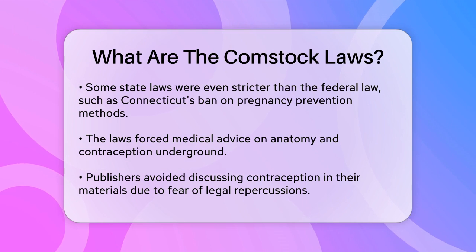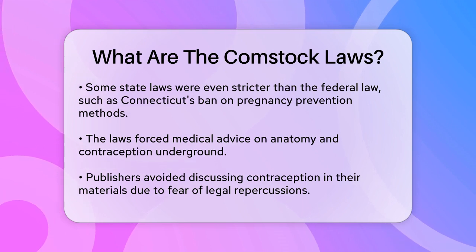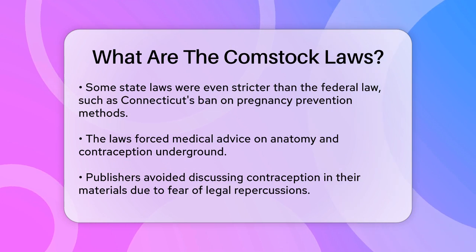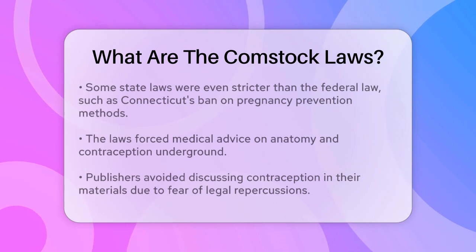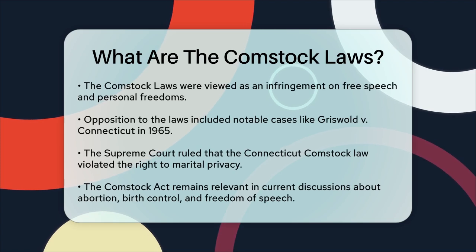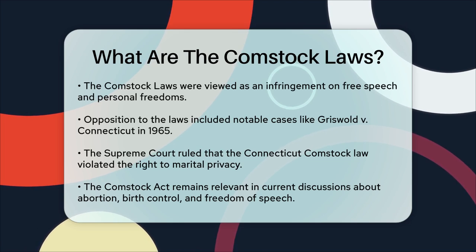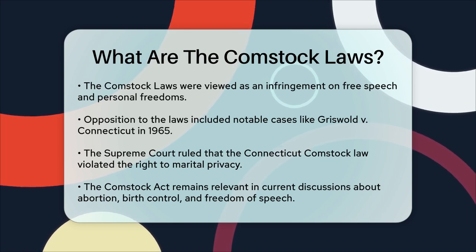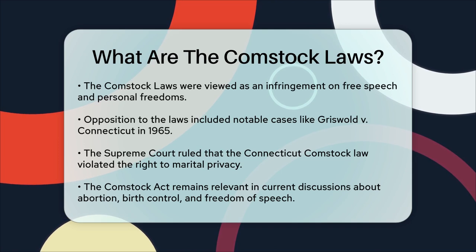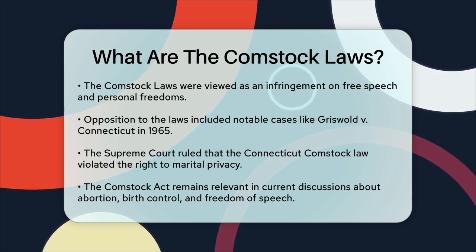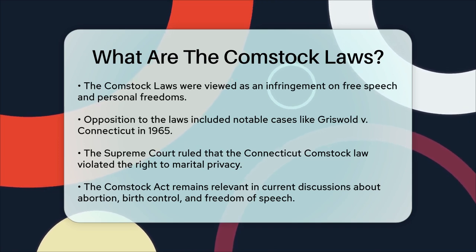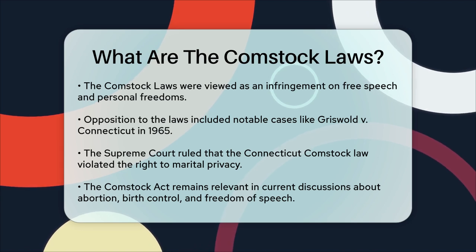The Comstock Laws also had significant social implications. They were seen as an assault on free speech and personal freedoms. Radical publishers and thinkers opposed the law, arguing it violated the First Amendment. This opposition continued over the years, with notable cases like Griswold v. Connecticut in 1965, where the Supreme Court ruled that the Connecticut Comstock Law violated the right to marital privacy.